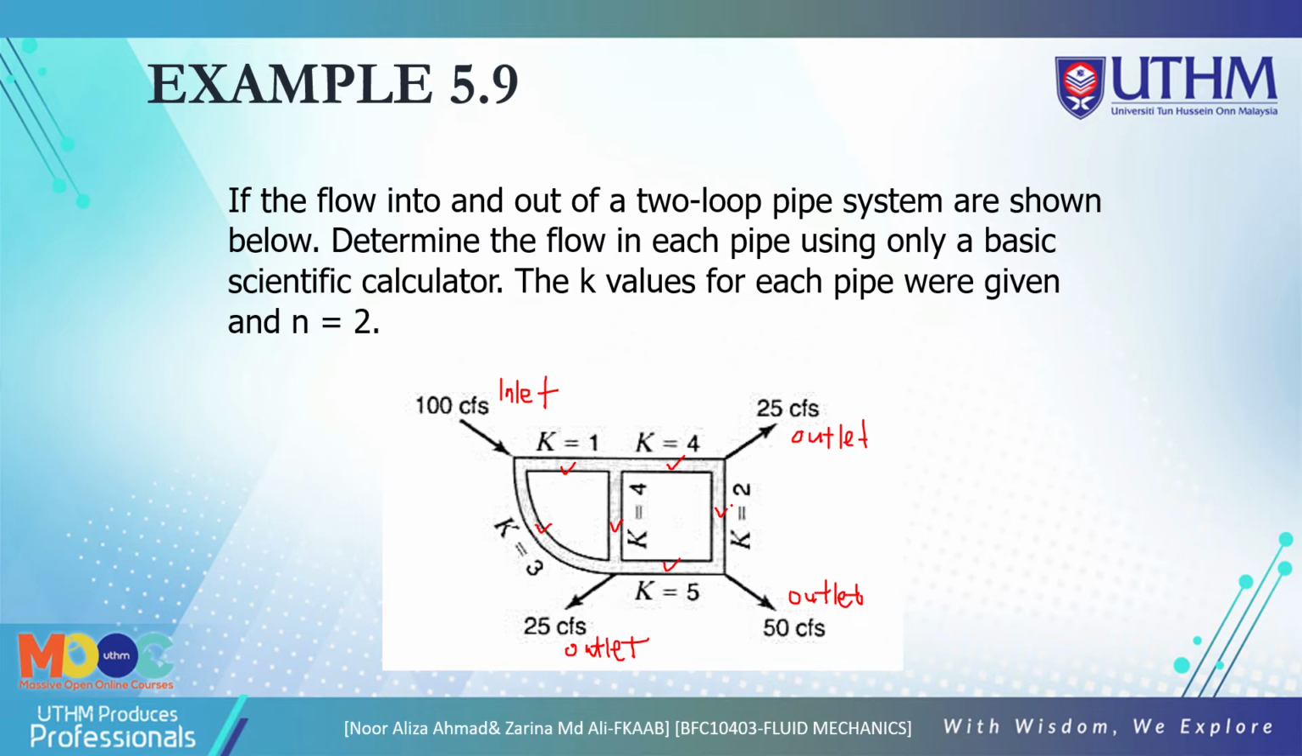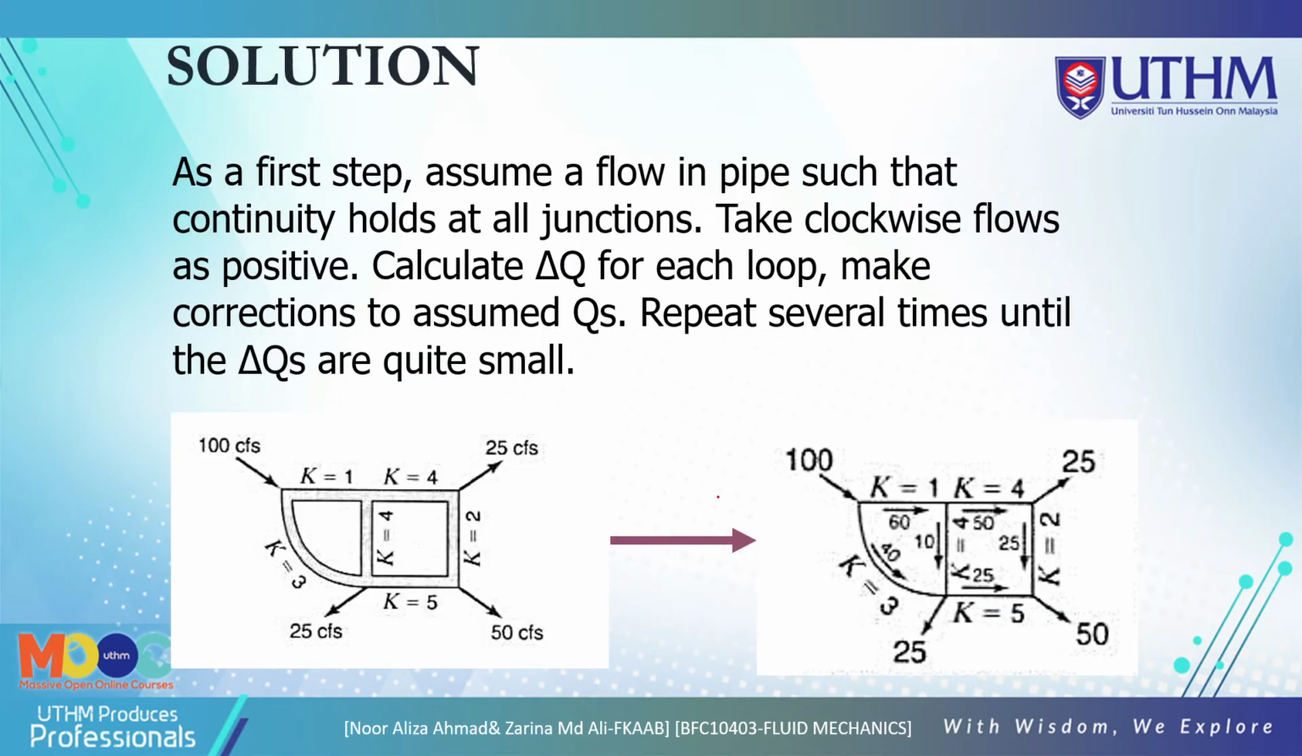Now look at this solution first. As the first step, you must assume the flow in the pipes such that continuity holds at all junctions. Take clockwise flows as positive and anti-clockwise as negative. Then calculate delta Q for each loop and make the correction to the assumed Qs. Repeat several times until the delta Qs are quite small.